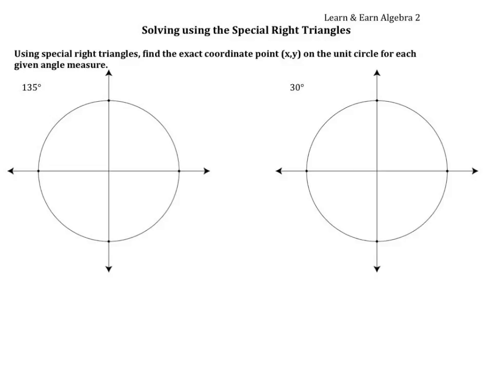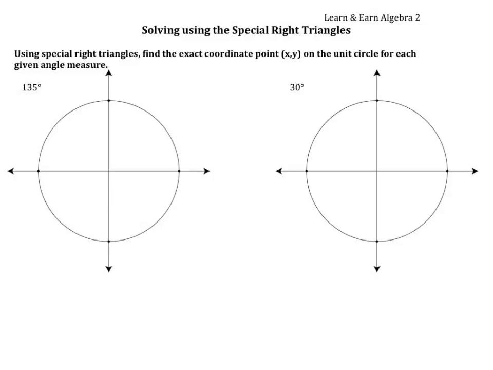In this lecture, we're going to solve by using special right triangles. Using special right triangles, find the exact coordinate point, x, y, on the unit circle for each given angle measure. My first example is 135 degrees.